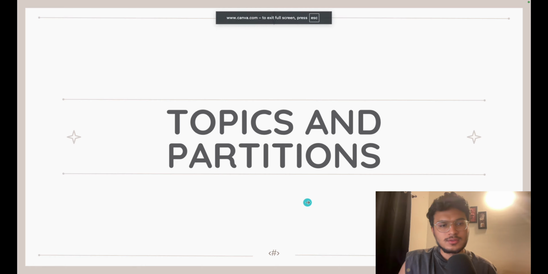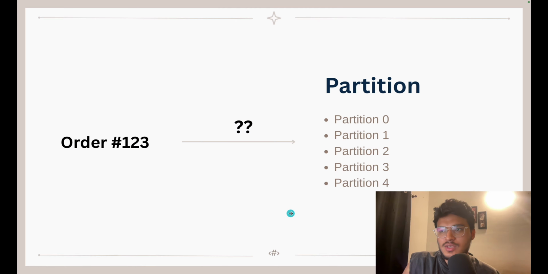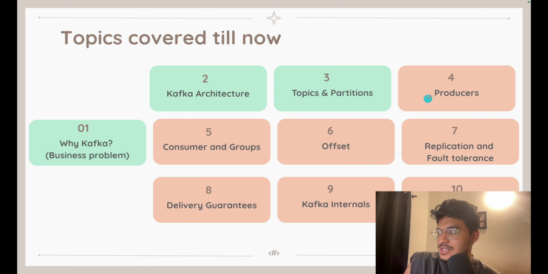Now let's suppose we have order 1, 2, 3, and we have multiple partitions inside a topic like partition 0, 1, 2, 3, 4. How is it decided which partition an order will move to? This is the real question you can think about, and we are definitely going to cover it in the next video. So that's all about topics and partitions. In the next one, we are going to see producers.